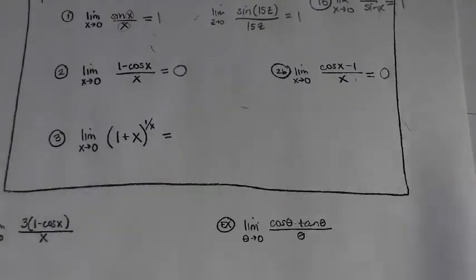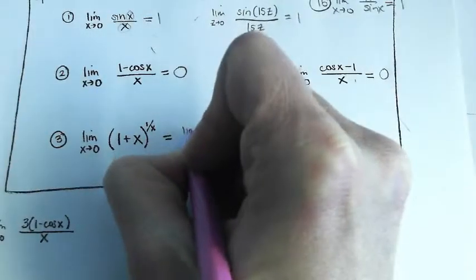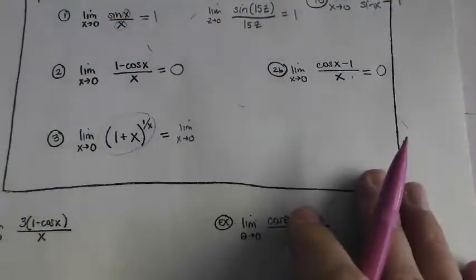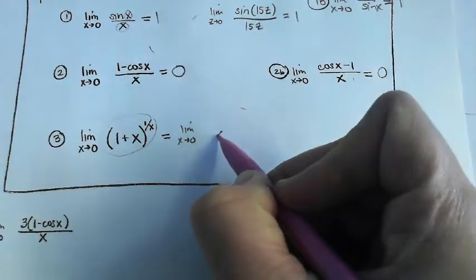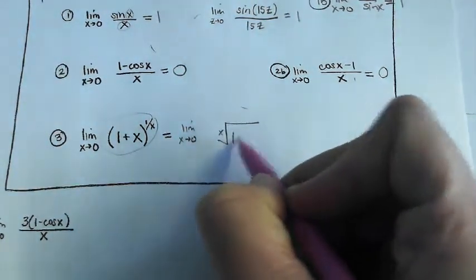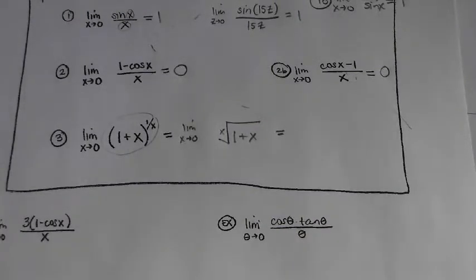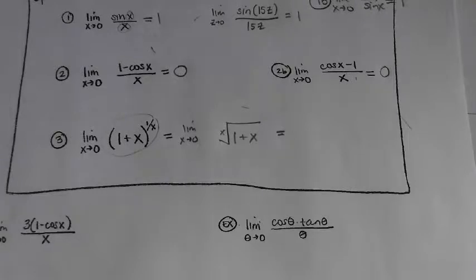And this one's not trig at all, but this could also be written as, how else could you write this expression? Right? The xth root of 1 plus x. Okay? And we will take a peek at that function in a minute, but let's think about if analytically we can make any guesses.